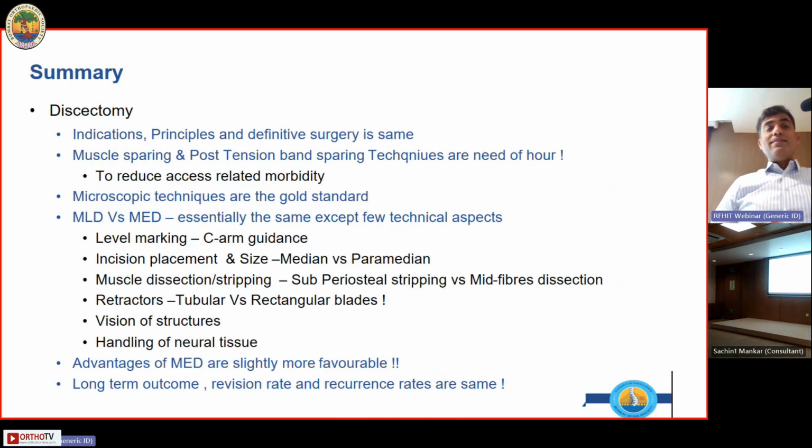So to summarize, the indication principles of discectomy are the same. The definitive surgery, which involves removal of the offending fragment, gives the symptom relief, and that has not changed and should not be changed, no matter what kind of technology you use. Technical differences between microlumbar discectomy and microendoscopic discectomy are plenty. However, they all boil down only to the access part of the surgery, because the definitive surgery is the one which gives you symptom relief, and it doesn't change no matter what technology you use.